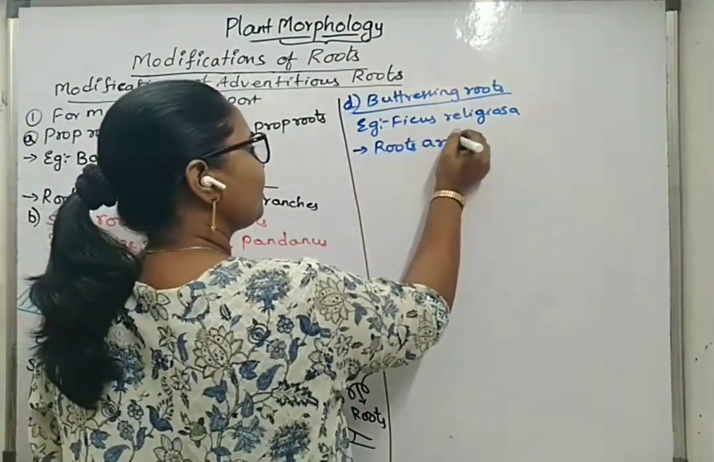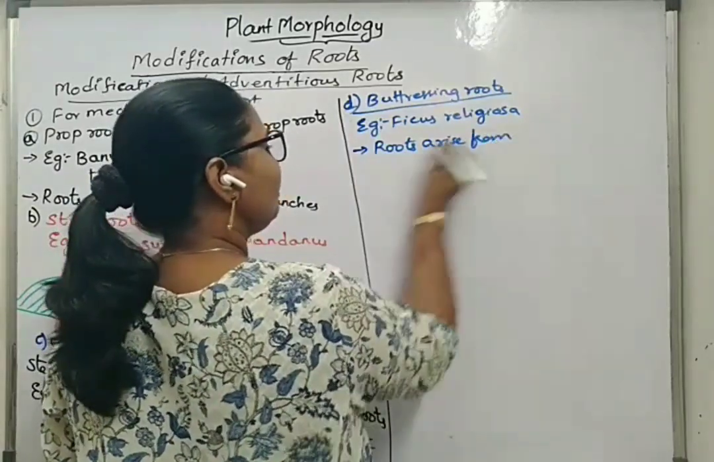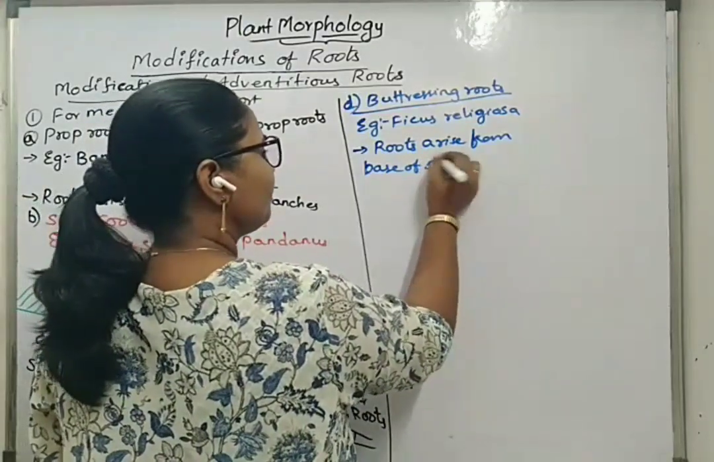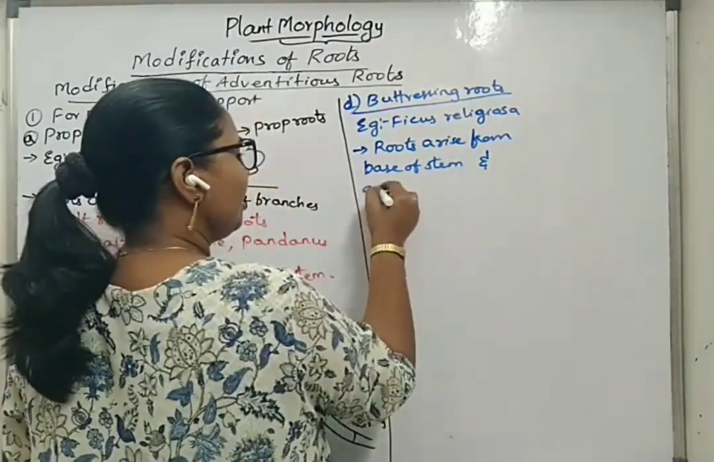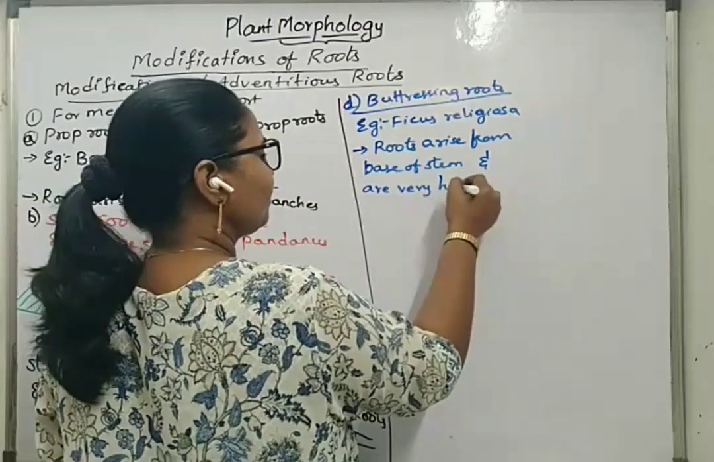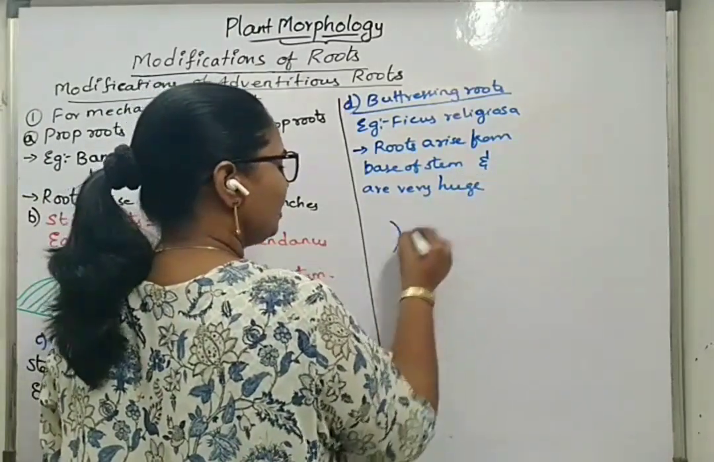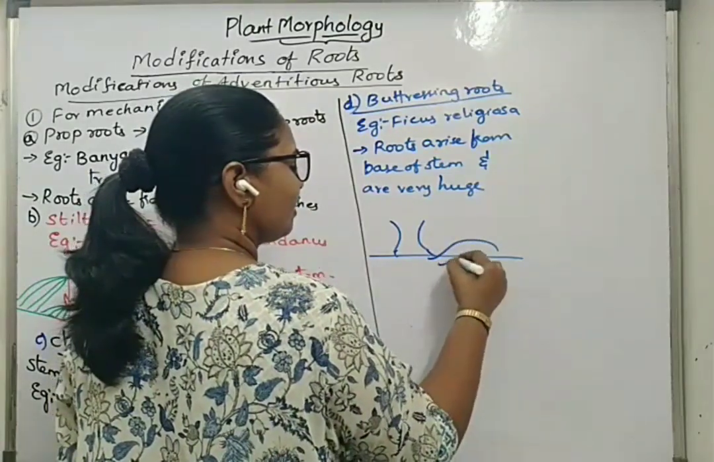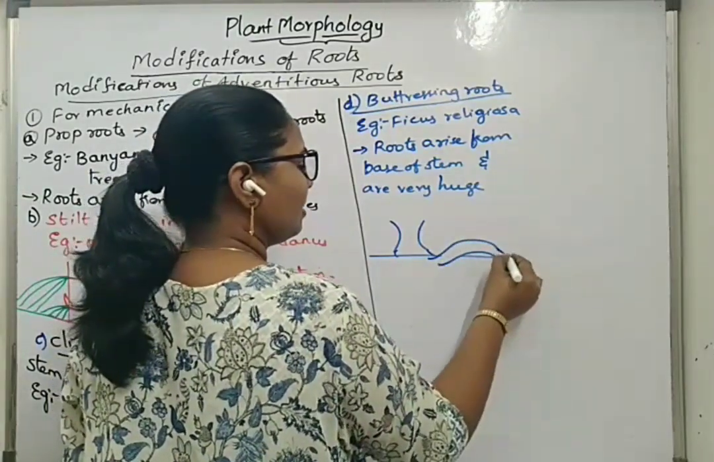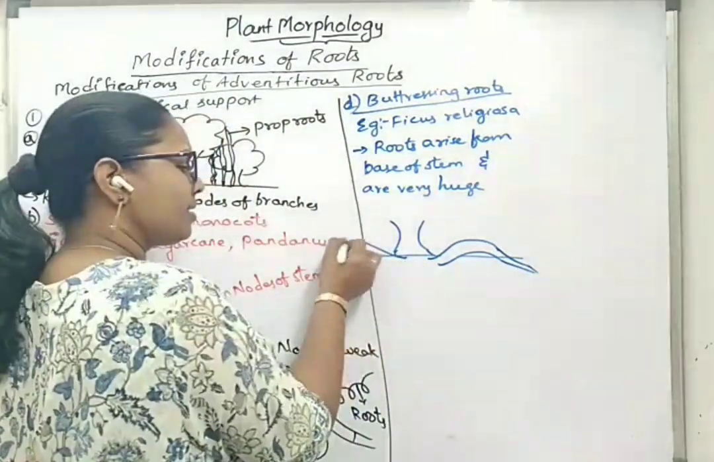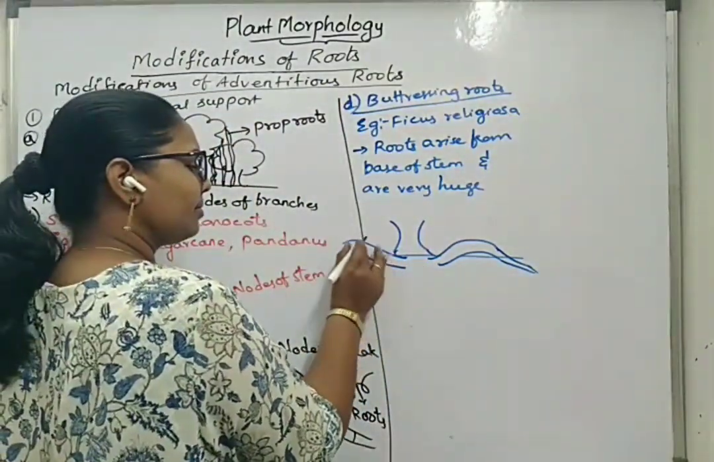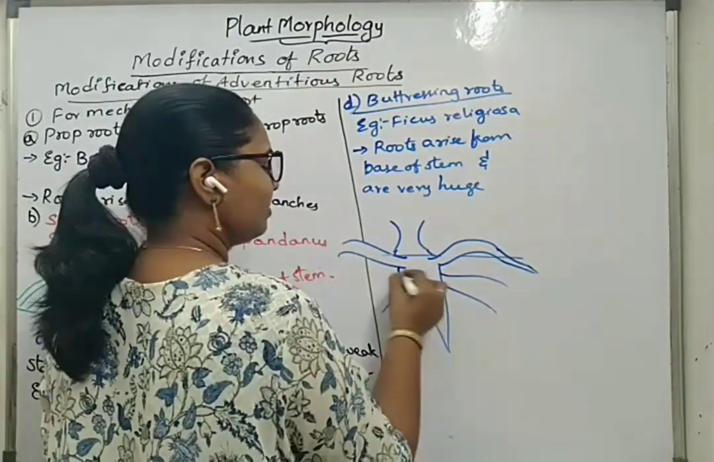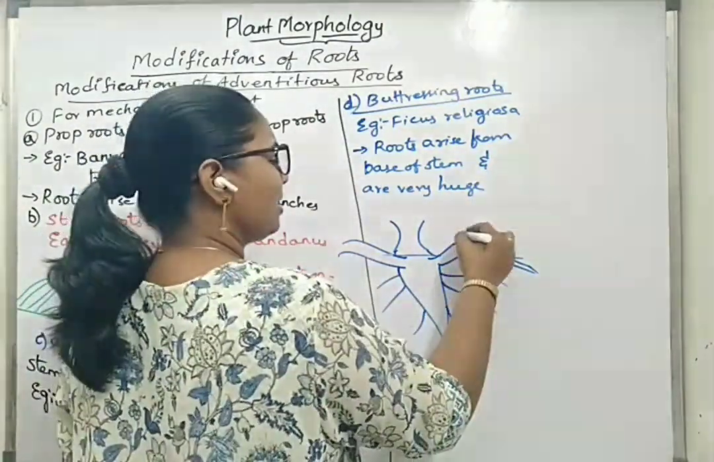Roots arise from the base of stem and are very huge. Suppose this is the plant, this is the earth layer, roots are arranged like this. And again they go into the earth layers like this. Main root will be like this. So these are buttressing roots.